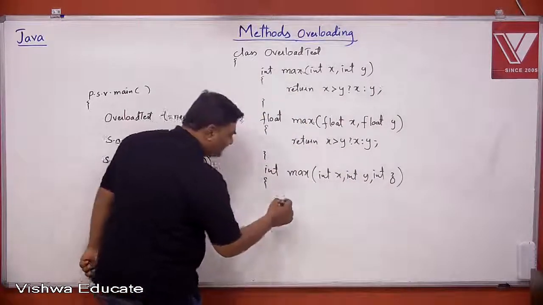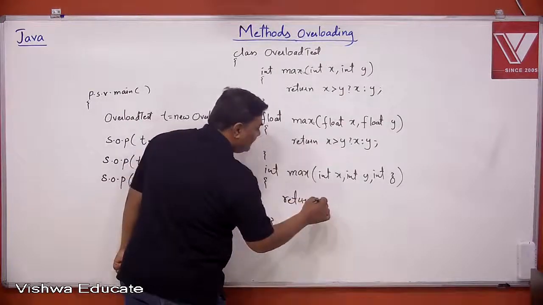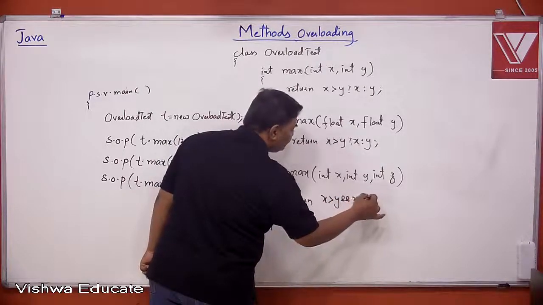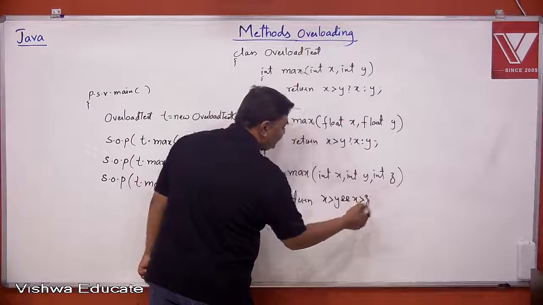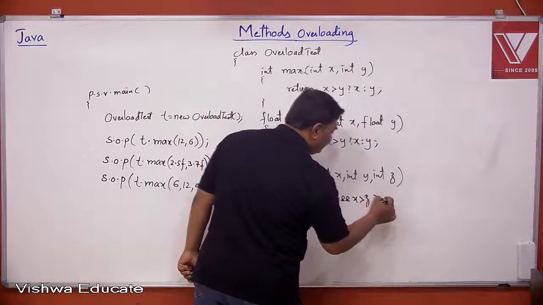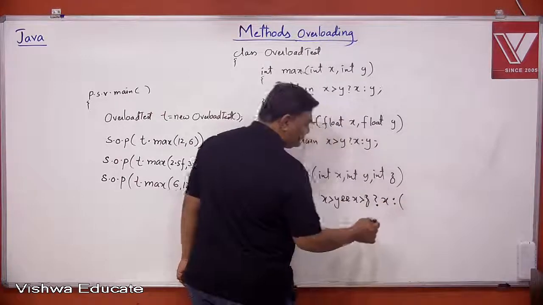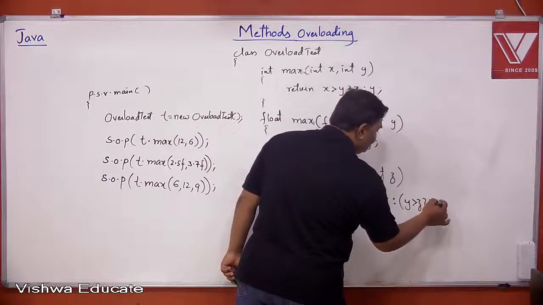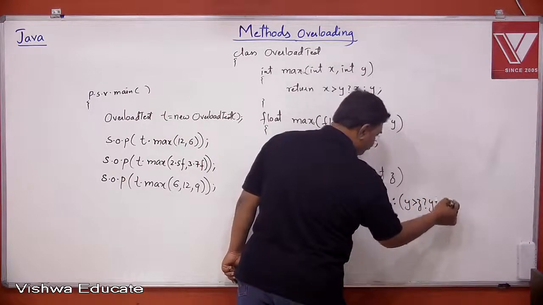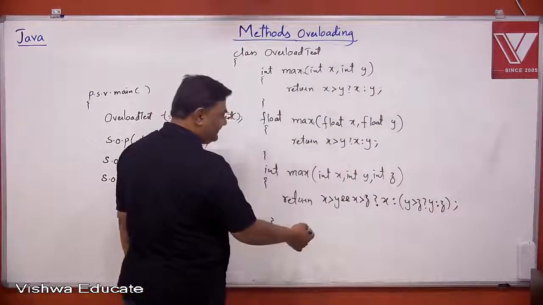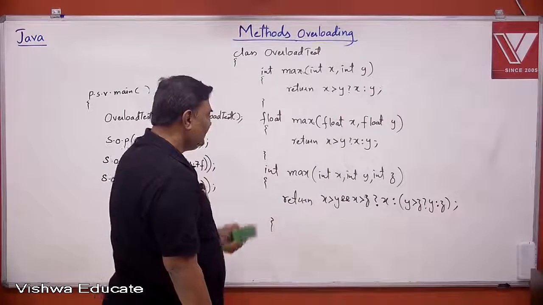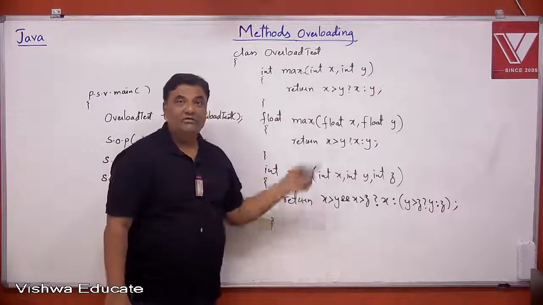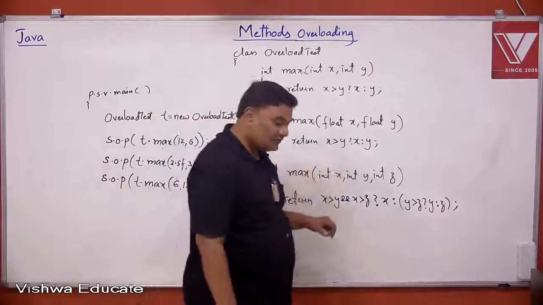So let me write down the complete logic here. Return x greater than y as well as x greater than z. If x is greater than y and it is greater than z, then return x. Otherwise, check if y is greater than z. If so, return y, else return z. That's it. Just one single line I have written. Finding maximum of 3 integers. So that's all. These are overloaded methods.